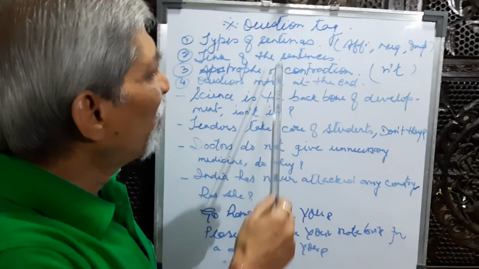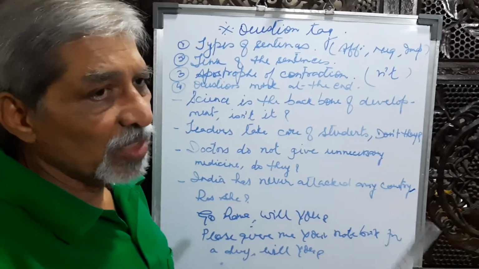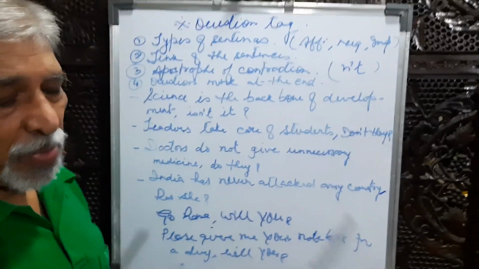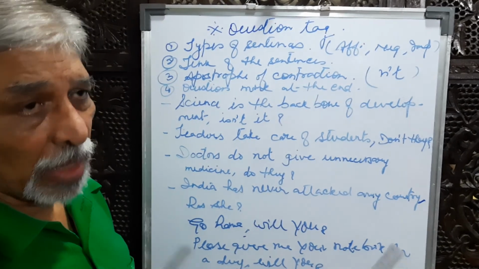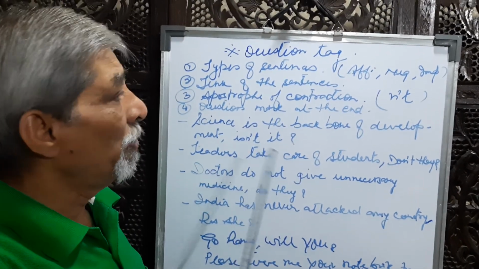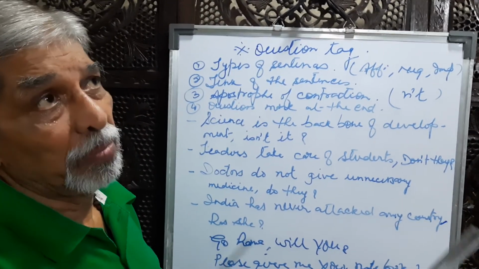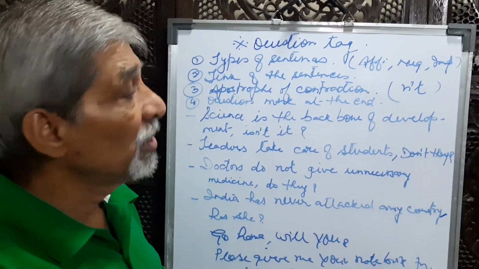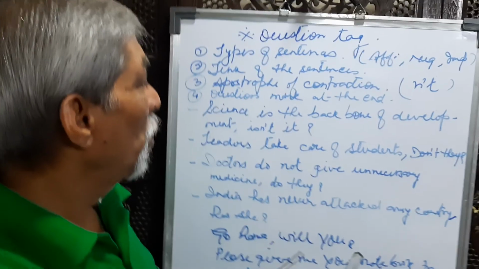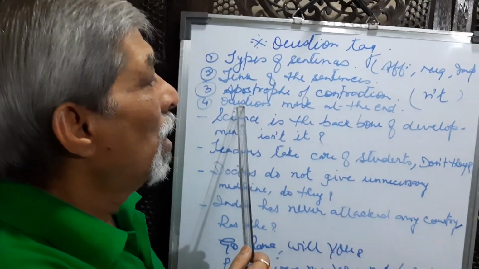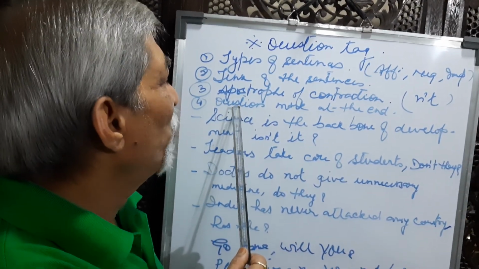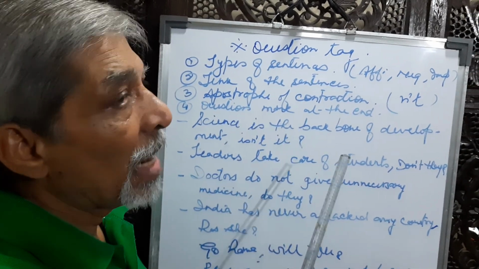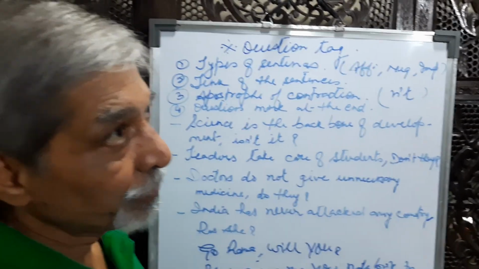So altogether four rules are there. First, recognize the type of the sentence. Second, the tense of the sentence. Third, apostrophe of contraction. If the sentence is negative, it won't be there. If it is a positive sentence, then contraction will be used. Last, we have to put a question mark after the question tag.